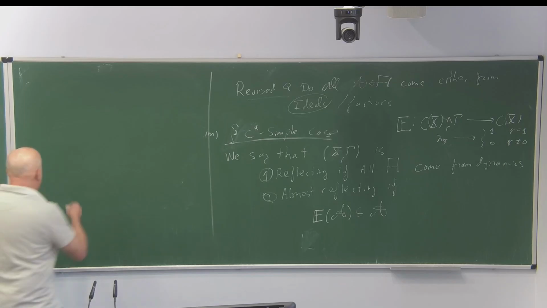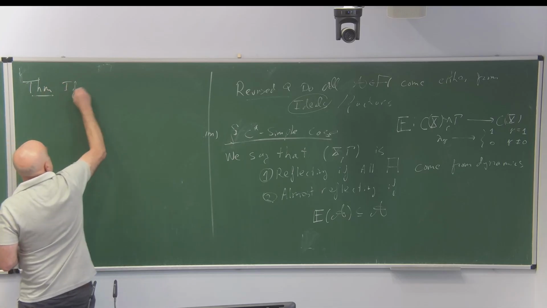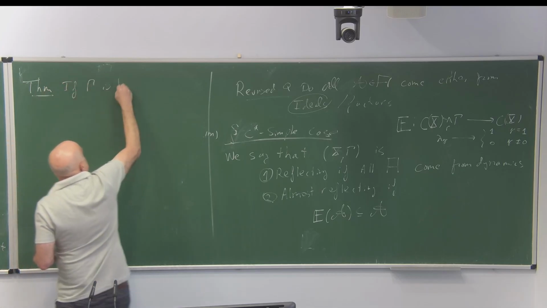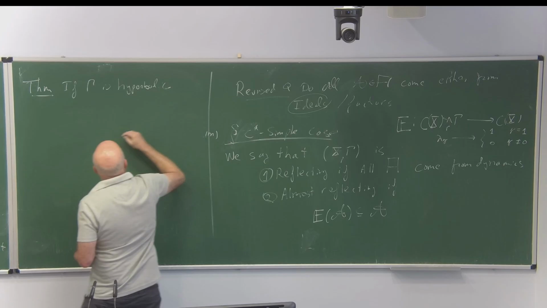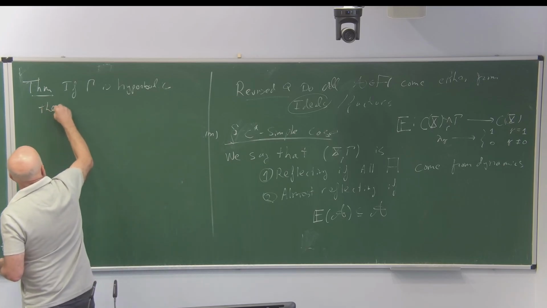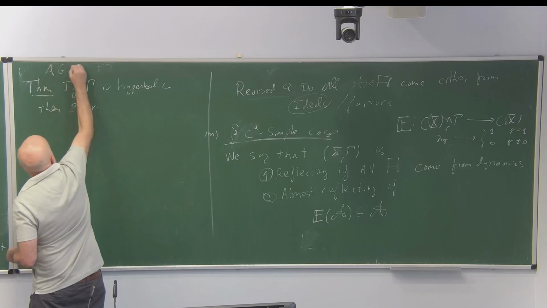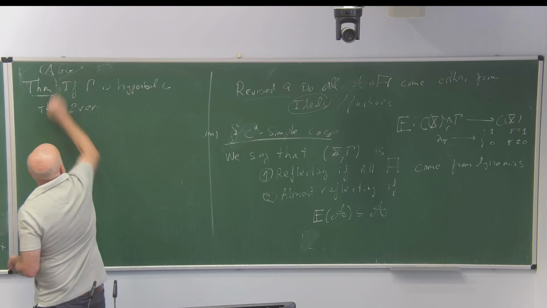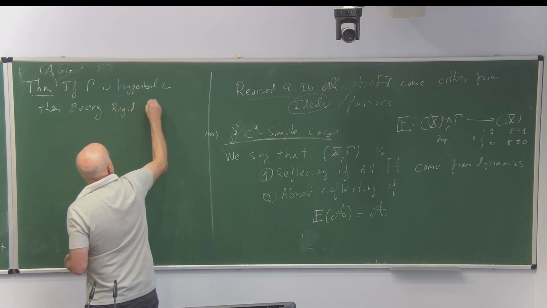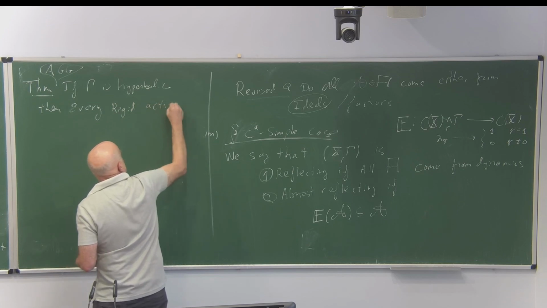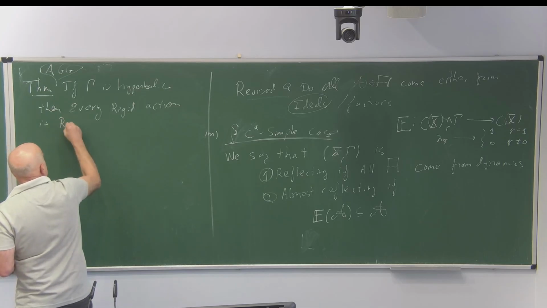So our theorem says that if gamma is hyperbolic, then every rigid action is reflecting.